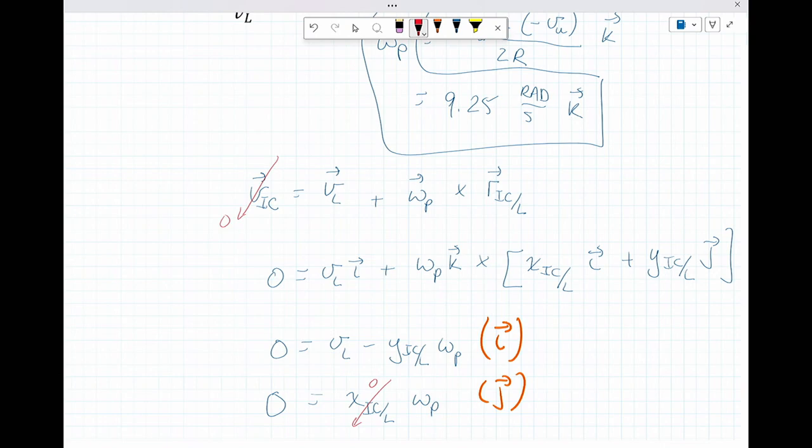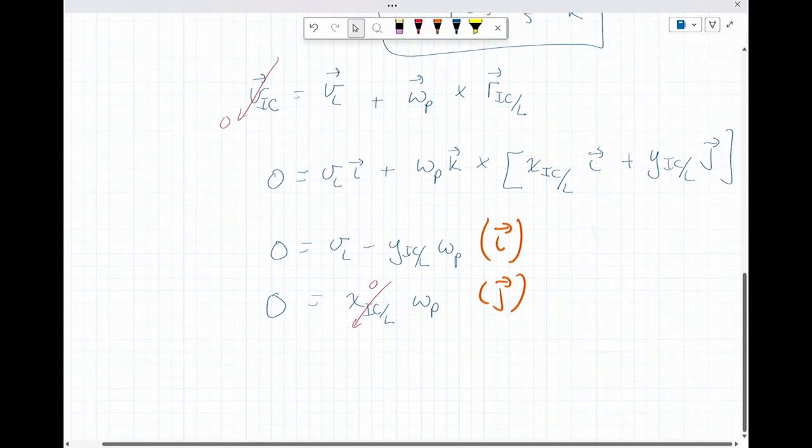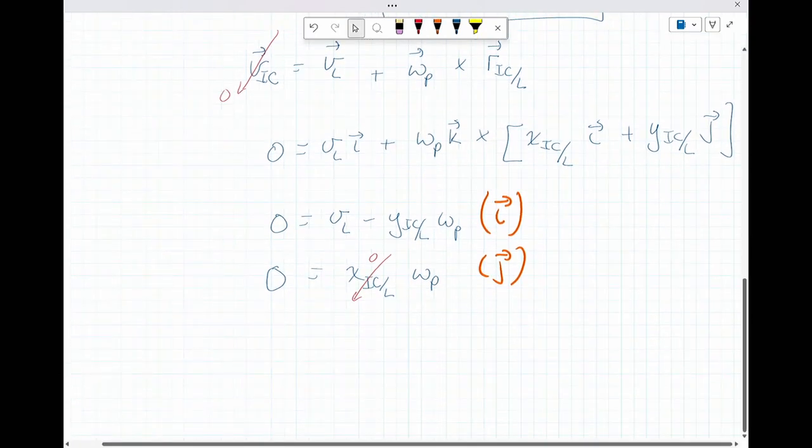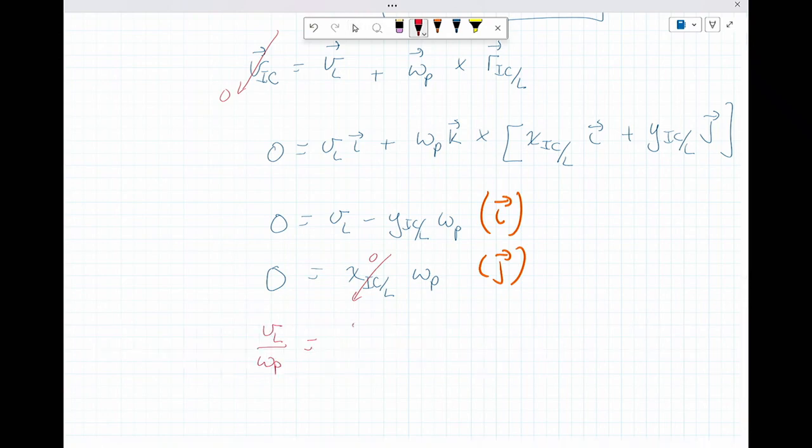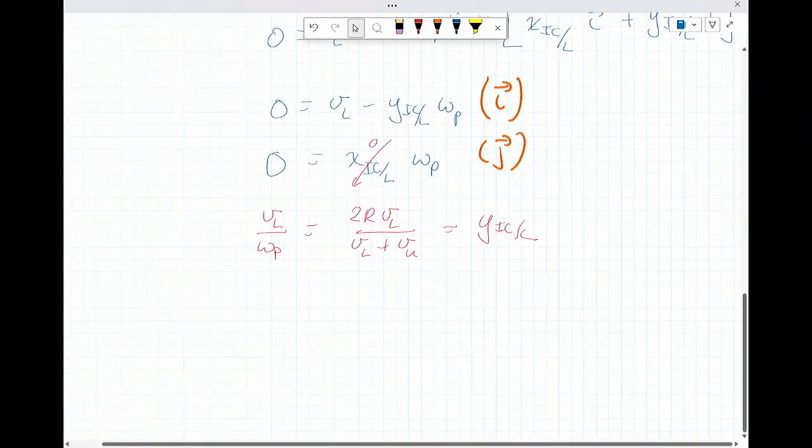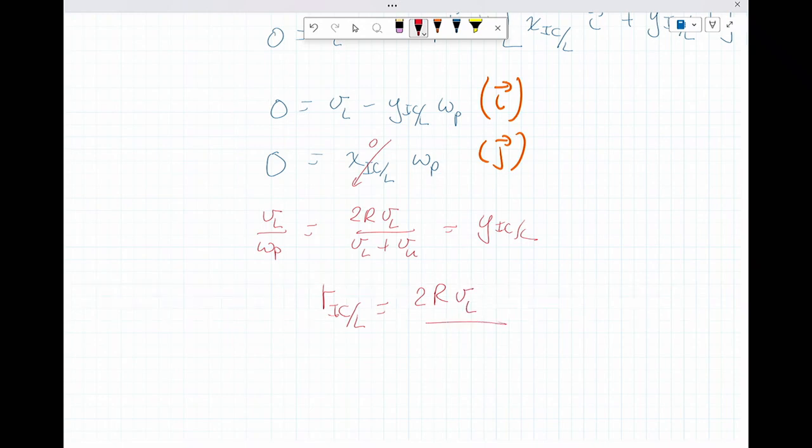But on the other side, I don't know where YIC is. So I do have to say, well, VL over omega p equals 2R VL plus V upper, which equals YIC with respect to L, and RIC with respect to L equals 2R VL plus V upper after substituting all the terms in, and it's in the j direction.